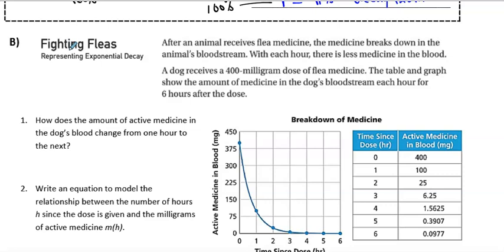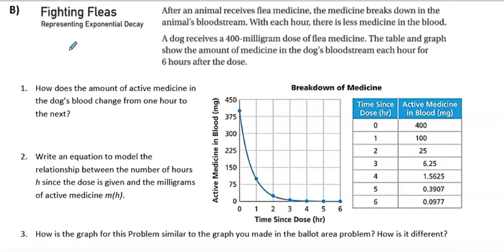Let's finish this up. We'll do part A, B, and C in one swoop here, and then we'll get through this a little faster. So fighting fleas. The other one we had to make the table. This one they actually gave us the table, so this one's going to be a little easier. All right, and how does the amount of inactive agreed change from 1 hour to the next? So from 400 to 100, right? How are you changing? So you're at 400, you're multiplying by some number, and you're getting to 100. So how are you getting there, right?